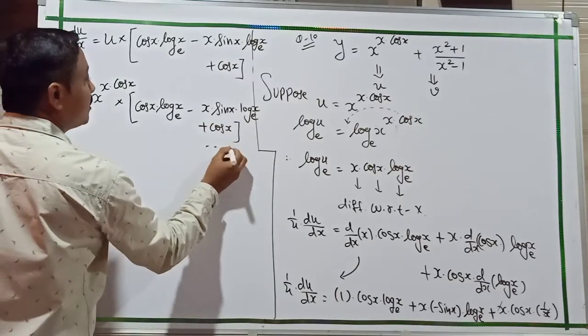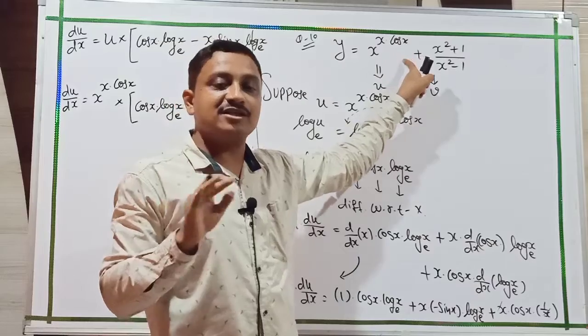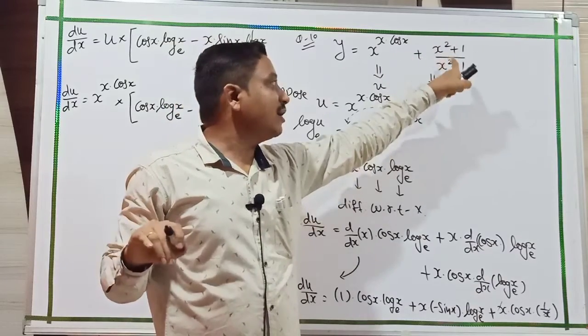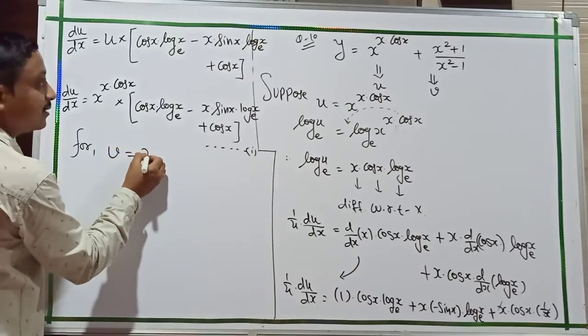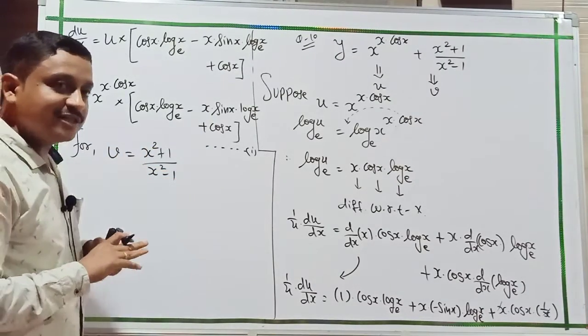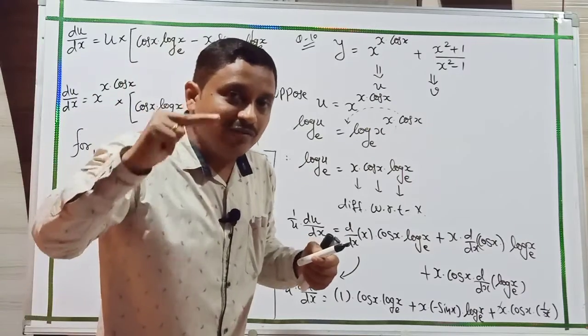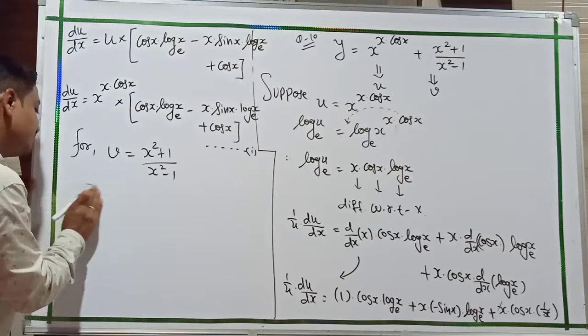Students, here our first equation is done and only the first case is finished. Now I go to v. For v, we start with x square plus 1 over x square minus 1. I hope you know it is the division rule, the u by v rule. Yes. So directly start differentiation.